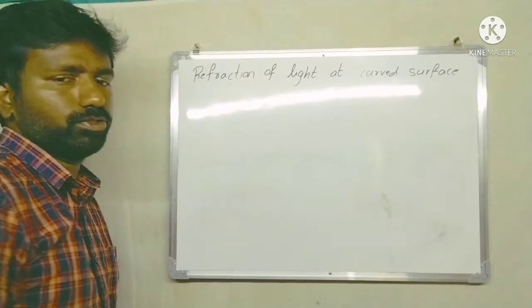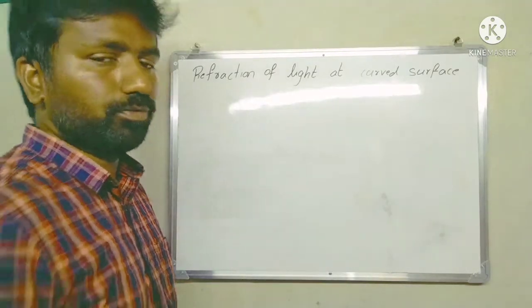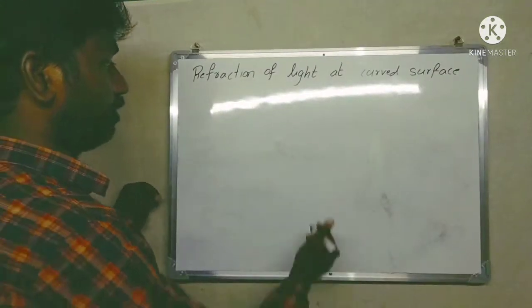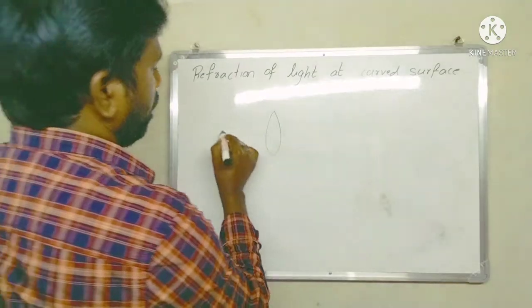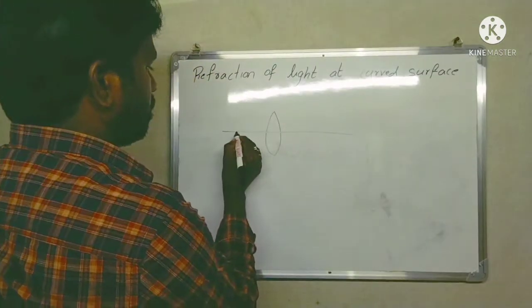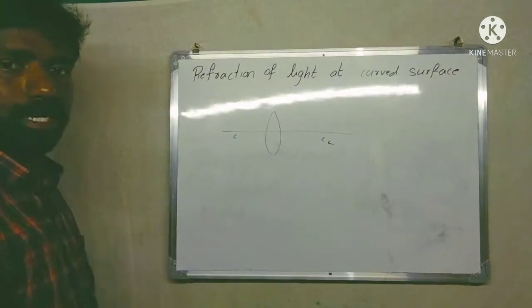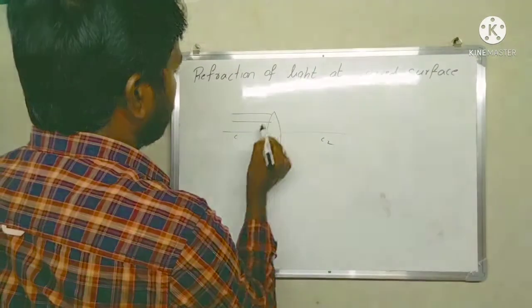Now there are rules for drawing the ray diagram situation. Okay, we'll see. There is a lens, and this is the principal axis, C1 and C2.